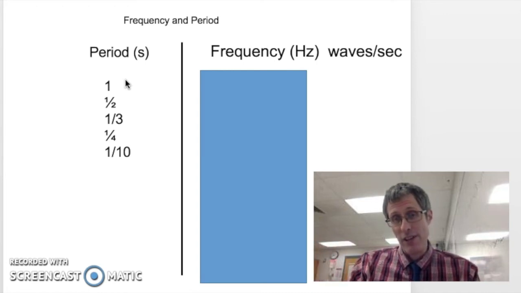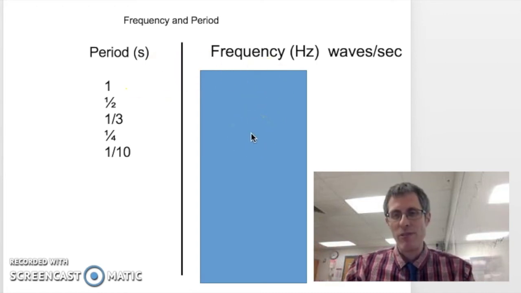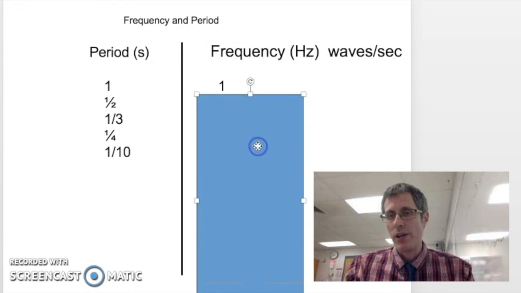Well, the answer isn't all that complicated. If it takes you 1 second to make a wave, you've made 1 wave in 1 second. And the answer is 1 hertz, our frequency.